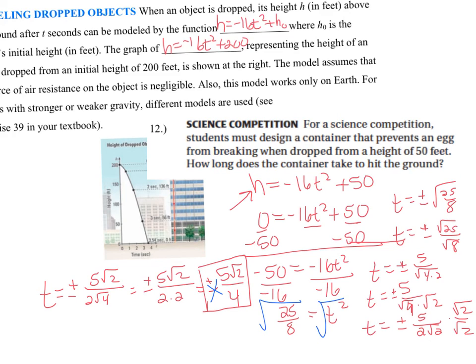And so we probably want to turn this into a decimal approximation. So if you type 5 times the square root of 2 divided by 4 into your calculator, make sure you end the square root and make sure your calculator knows that 5 times the square root of 2 is the whole numerator, and then you're dividing by 4. You should get approximately 1.8 seconds until the egg would hit the ground.